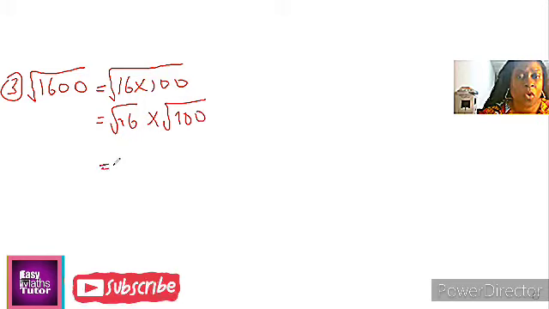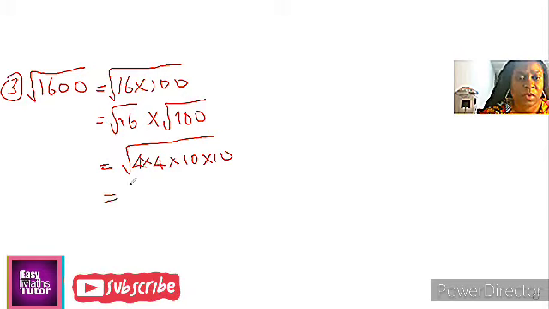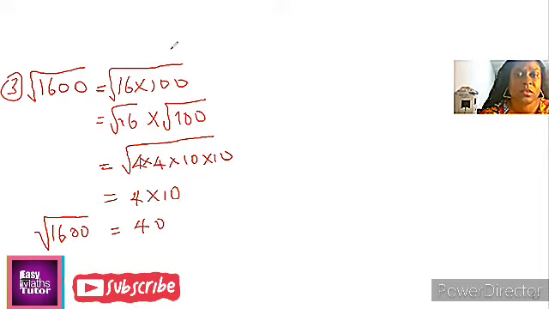Or we'll break this down to 4 times 4 times 10 times 10. So we know finding the square root is to eliminate one of each of the pairs, which will give us 4 times 10, right? Which is 40. So the square root of 1600 is 40.